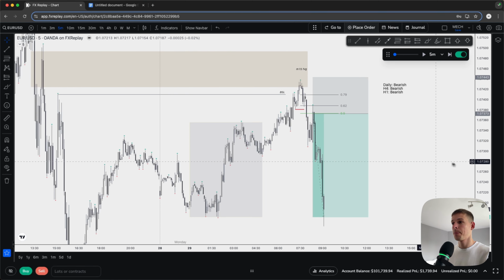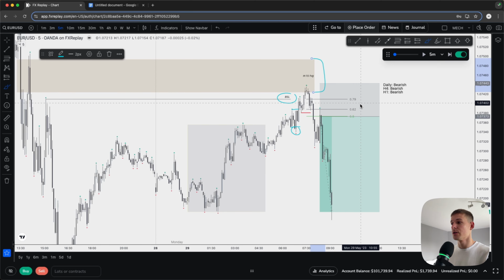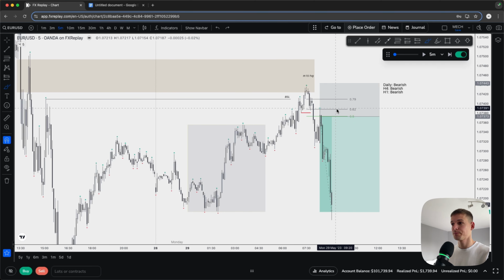Again, if you are not identifying these key POIs, you can simply take these shorts here when you would have been stopped out early. So this is why it's very important to look for a sweep of buy side liquidity or sell side liquidity, and to look for a clear higher time frame POI as well.